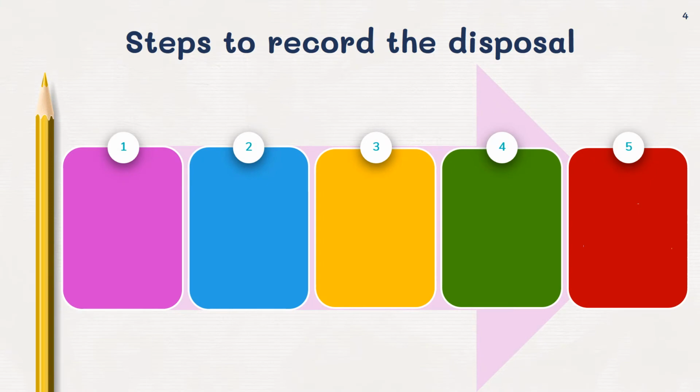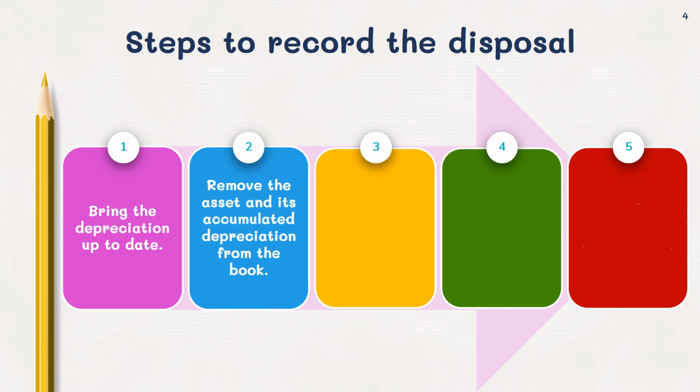Now, let us look at the steps to record the disposal of a fixed asset. Step 1, we will bring the depreciation up to date. This means that we will record the depreciation of the asset to be disposed of only until the disposal date. We have already learned this journal entry in last week's video. Step 2 is to remove the asset and its accumulated depreciation from the book.